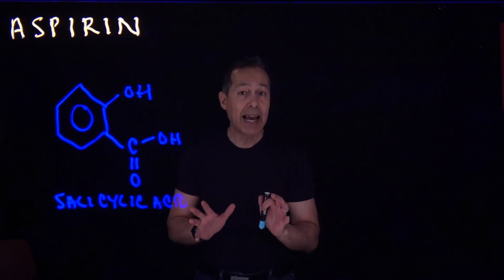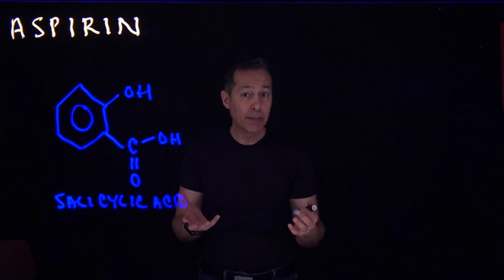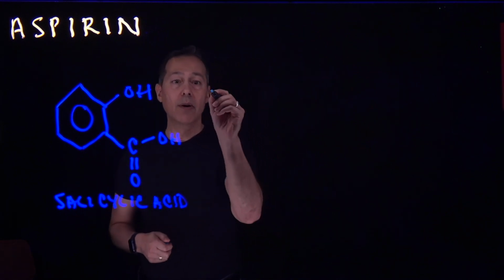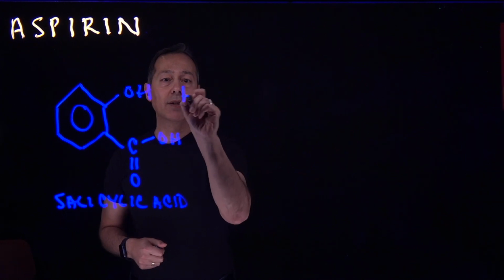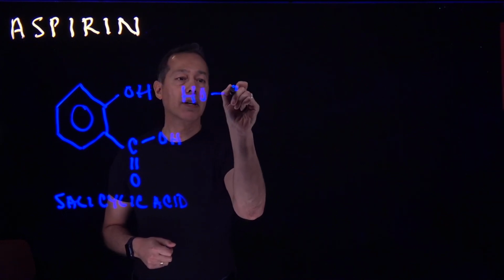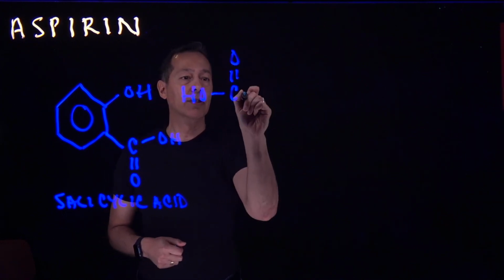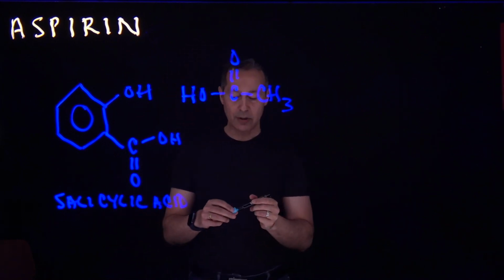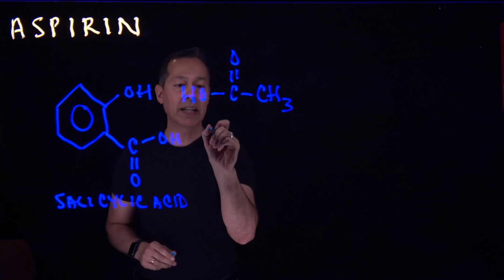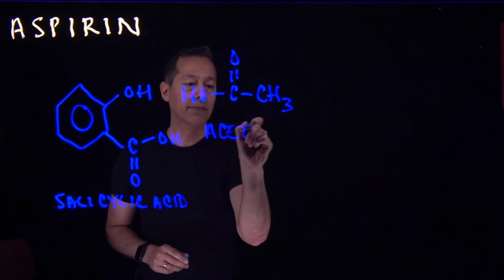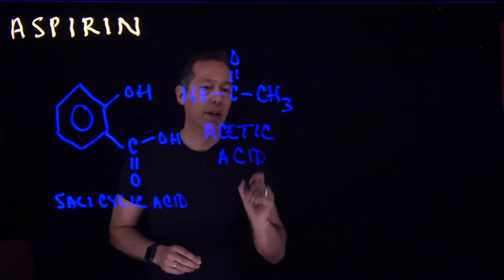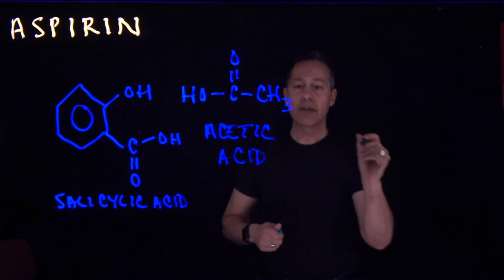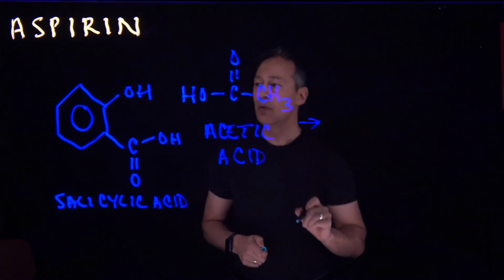Now, acetic acid has the common name of vinegar, but it has a structure that looks like this here, where we have hydrogen, oxygen, carbon, double bonded oxygen like that, and CH3 like this. Okay, so this right here is acetic acid. Acetic acid or vinegar. We combine these two together and we end up with a new molecule.